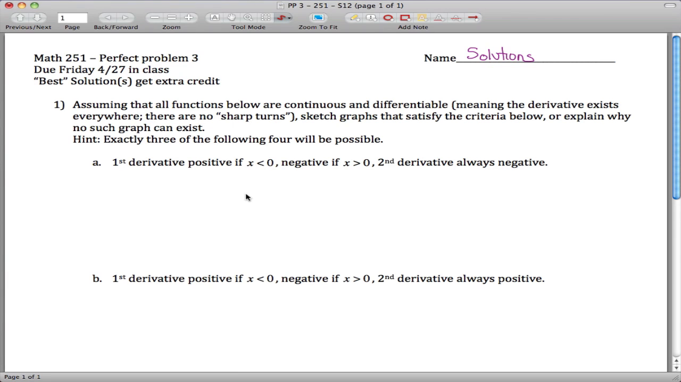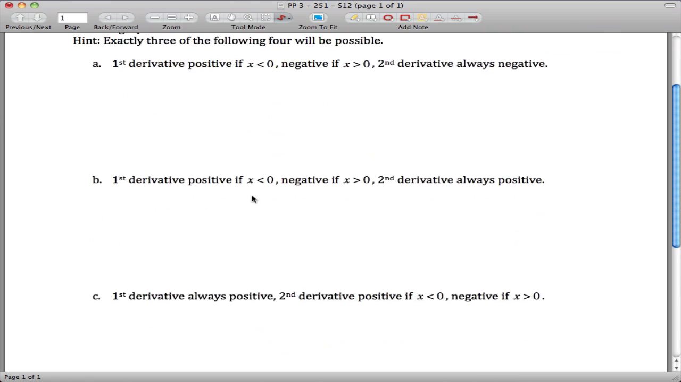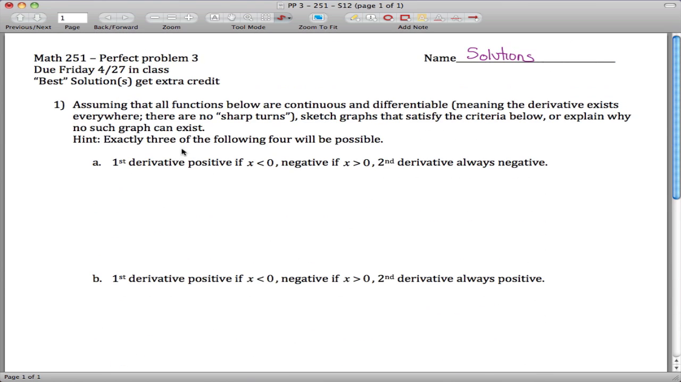Problem 3, solution for Math 251. What we're given here is we're asked to graph these functions. We've been given some assumptions that the functions are continuous and differentiable, which basically just means that they're kind of smooth curves. And so we have to graph, and one of them will be impossible. Adds another little curveball into this.